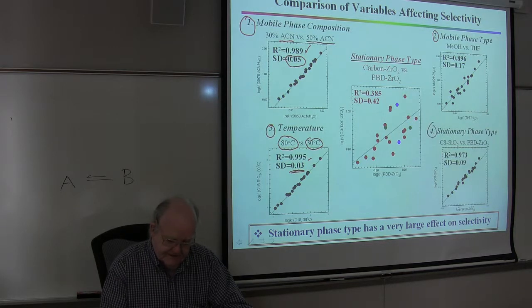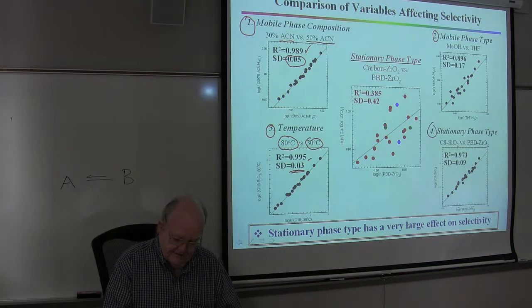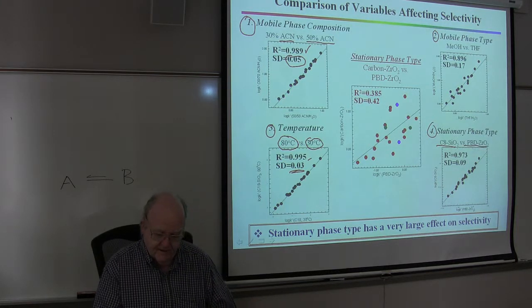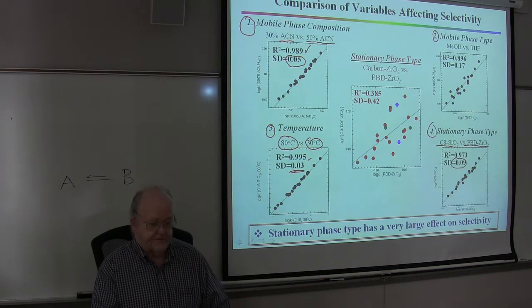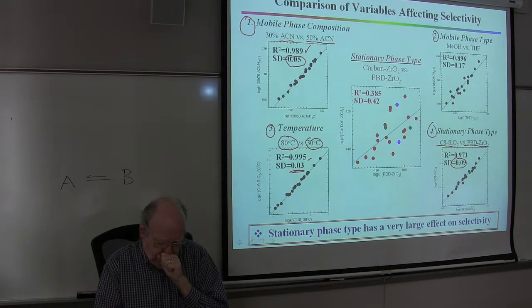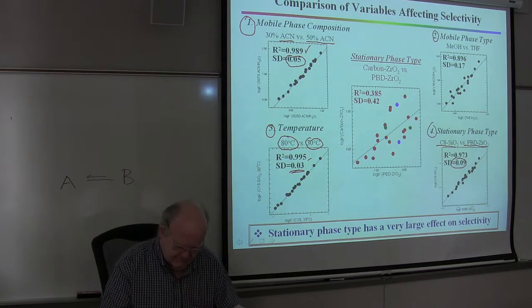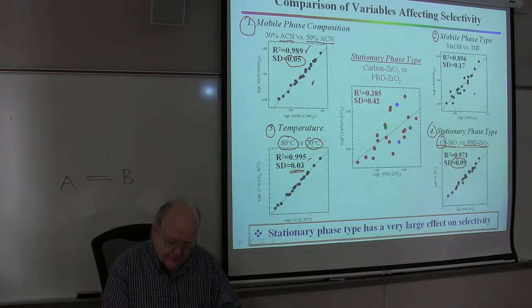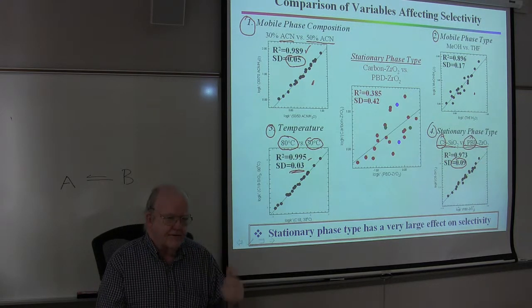Here's a change in stationary phase type. This is a silanized silica, and this is a polymer-coated metal oxide. Same solutes. Yes, we get a change in selectivity. It's a little bigger than this, but it's not as big as that. Now this is a totally nonpolar ligand, and this is totally nonpolar. So, you know, it's like two different alkanes. Not a big deal.